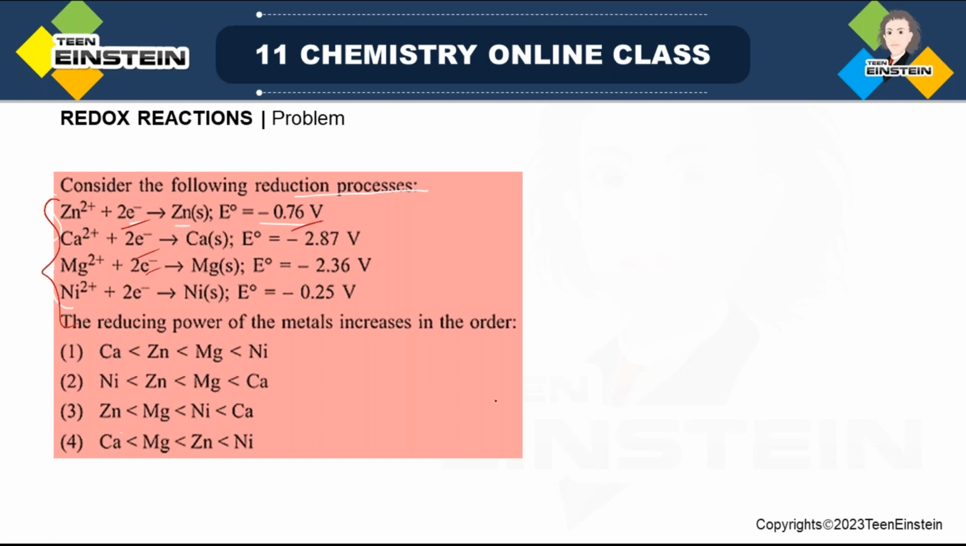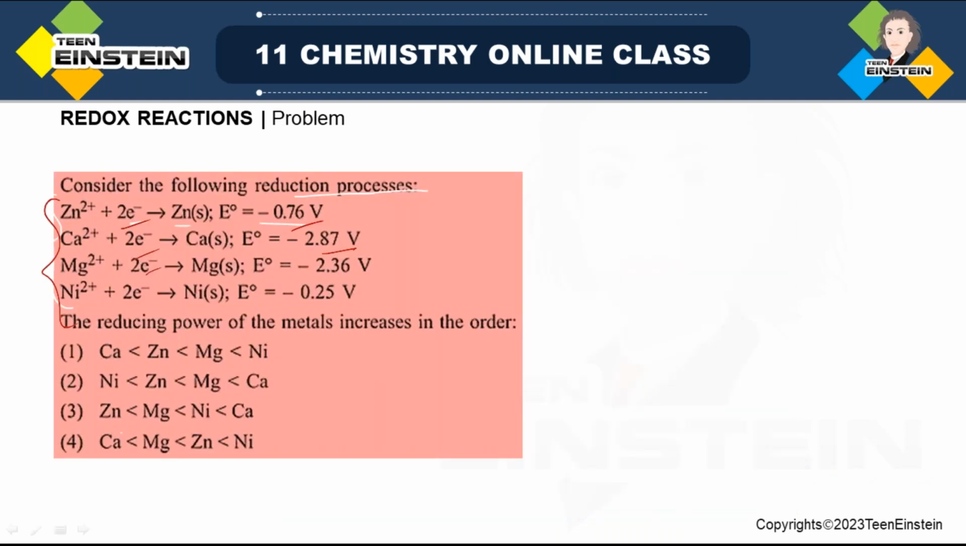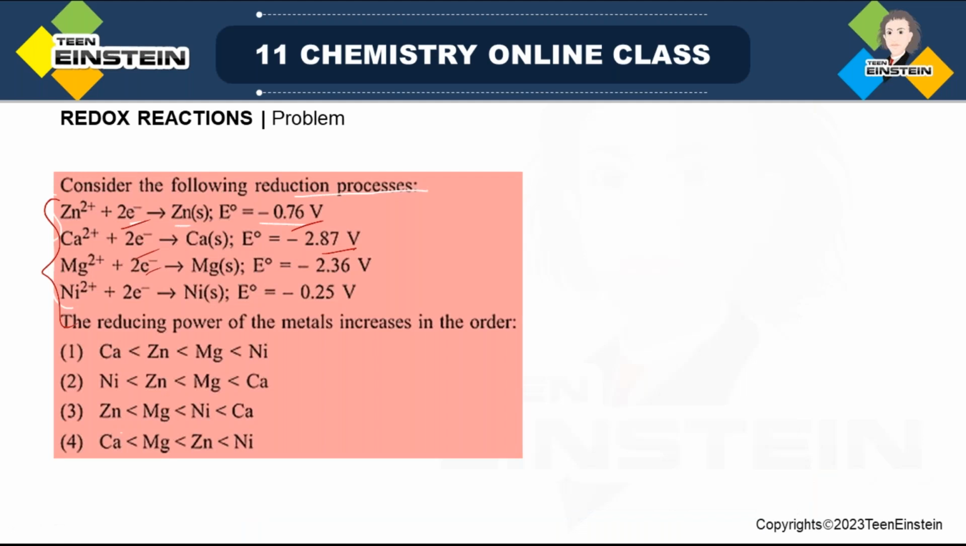Now if you look at the values, minus 0.76, 2.87, you can also find all these values here. For Zn it is minus 0.76. Then for Mg minus 2.36, for nickel minus 0.25. Here you can see for nickel there is a little difference. This is the value for nickel. For Mg, you can also get the values here. In the question, obviously, it will be given. From these values you have to predict in which order the reducing power of the metals increases.